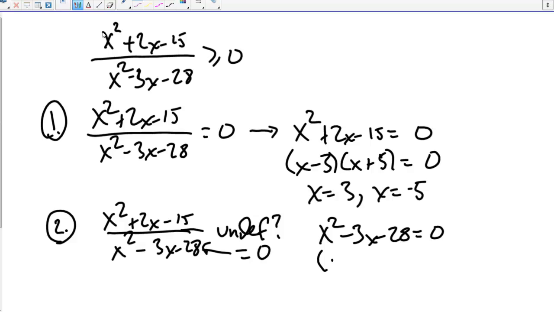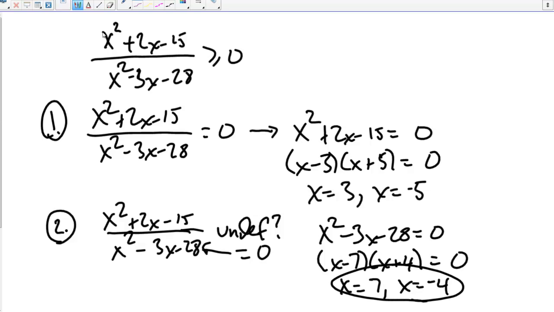We get x minus 7 times x plus 4 equal to 0, which yields x equal to 7 and x equal to negative 4. So we get two more values. Now this rational function here is not going to be discontinuous anywhere else other than where it has those vertical asymptotes. And so we need not concern ourselves with the third case, at least in this situation here. So let's go on.